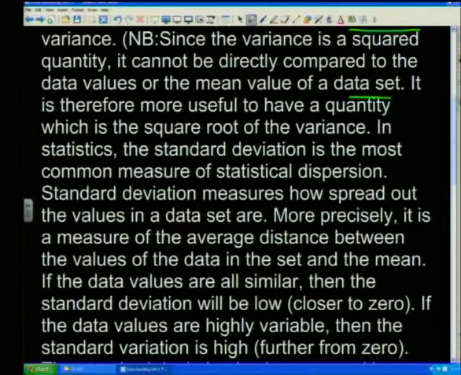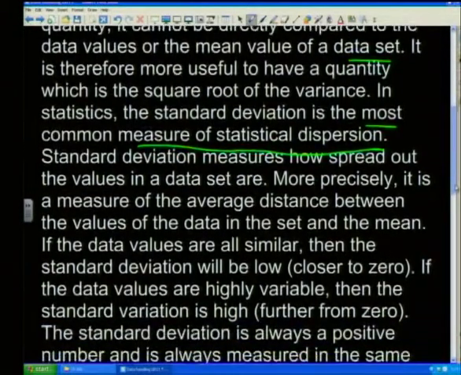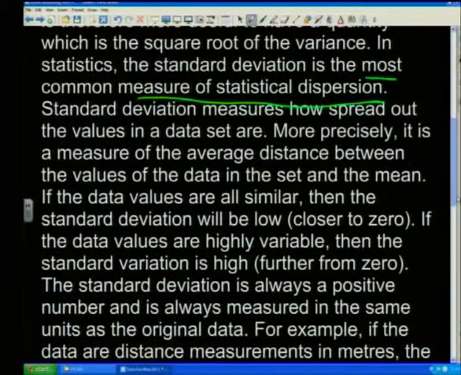It is therefore more useful to have a quantity which is the square root of variance, as we were saying, and in statistics, the standard deviation is the most common measure of statistical dispersion. Okay, so every time we talk about statistical dispersion, more often than not, we're going to ask you to find the standard deviation.